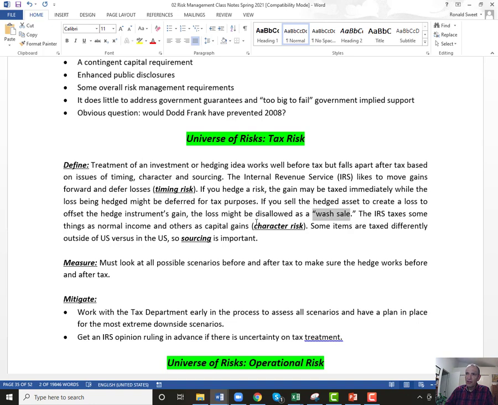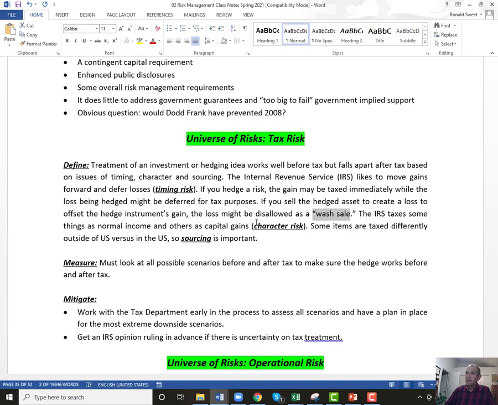Then the character, this changes over time in how important it is, but is this normal income or is this a capital gain? Capital gain tax rates have historically been much lower than ordinary income tax rates. But again, it changes over time. And then some items are taxed differently depending on whether they're U.S. or non-U.S. So sourcing is important because different countries have different tax rates.